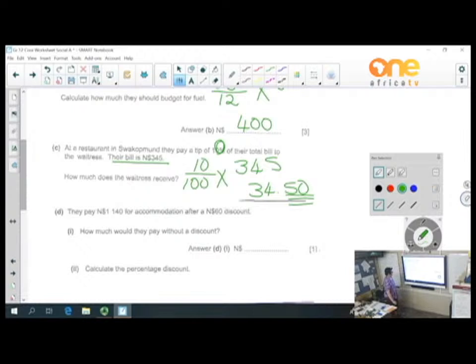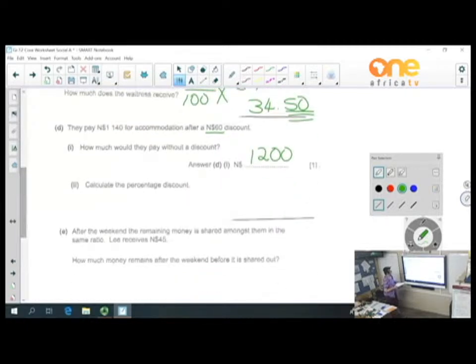They pay $1,140 for accommodation after a $60 discount. How much should they pay without the discount? Must you add or subtract? No, this is the discount. So originally they should have paid more, isn't it? If you get $60 back, you pay $60 less, then you add the 60 to there. That was the original account. So it's $1,200. That was the bill. Minus the 60 is now that 1,140. They'll cheat you if you don't know this.